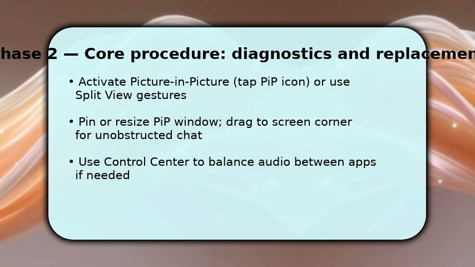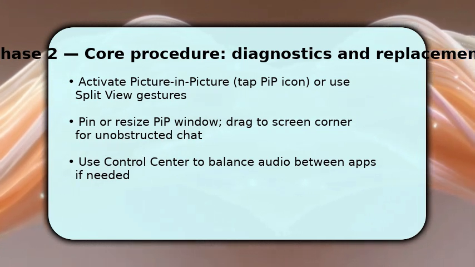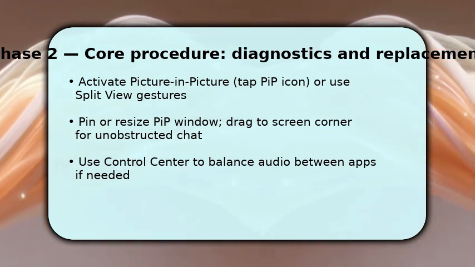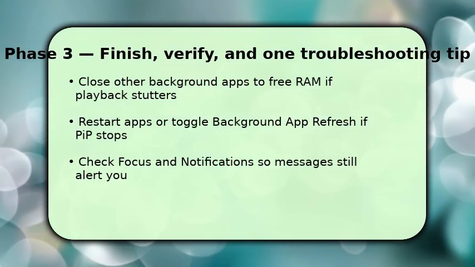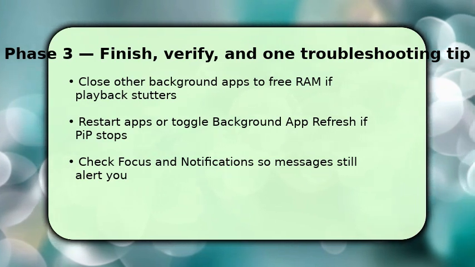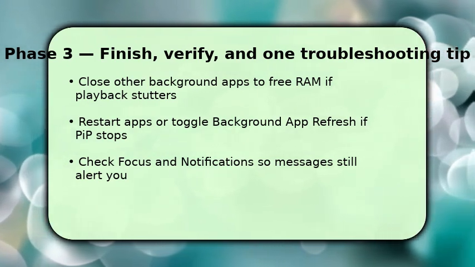This arrangement keeps video visible while you type, reply, and forward media in WhatsApp without losing playback. To finish, confirm video continues playing while you send messages or voice notes. If playback stutters, close unused apps and retry.